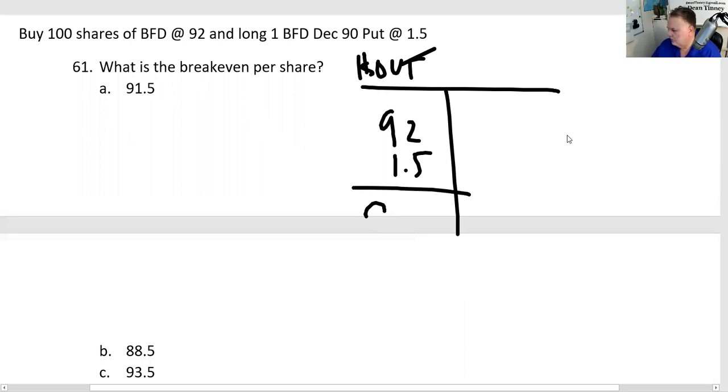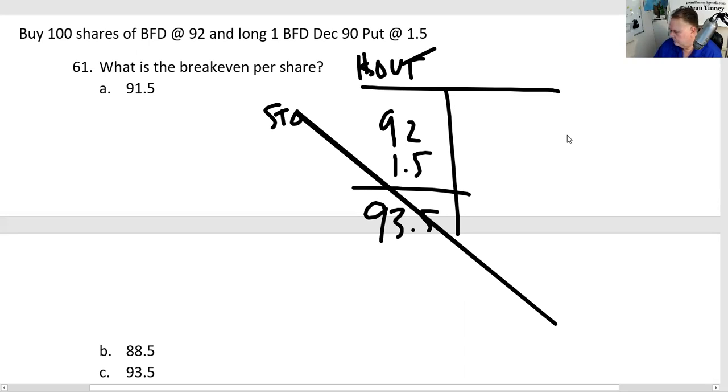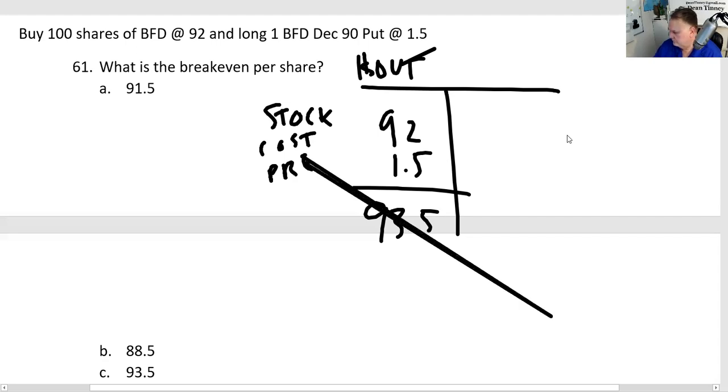But this is the one time and the one time only that I'm actually adding a put to get the break even. The reason I'm adding to get the break even is because this is not an option position. This is a stock position. By the way, if you get good at the T, you say, okay, well, I paid 92 for the stock, and I paid for the premium 1.5. And so my break even is 93.5.